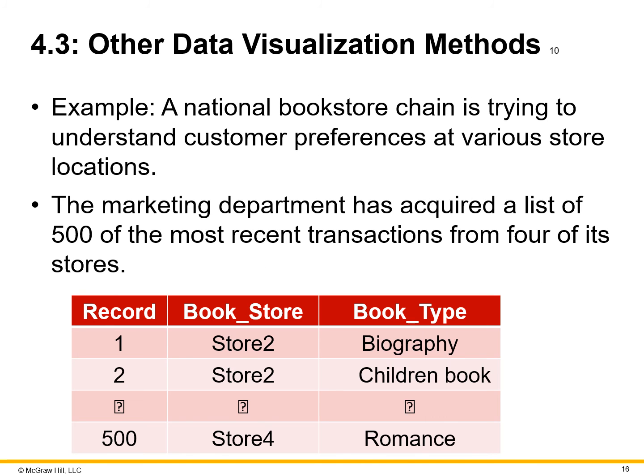In this example, we have a data set of a national bookstore chain who's trying to understand customer preferences at various store locations. So again, they want to look at individual customer records and how they have a correlation for their preferences of a certain type of book based on location. The marketing department has acquired a list of 500 individual customers of the most recent transactions from 4 of its store locations. So there's 3 variables here: the actual customer record, the bookstore location, and the type of book. Now let's look at this from a heat map perspective.